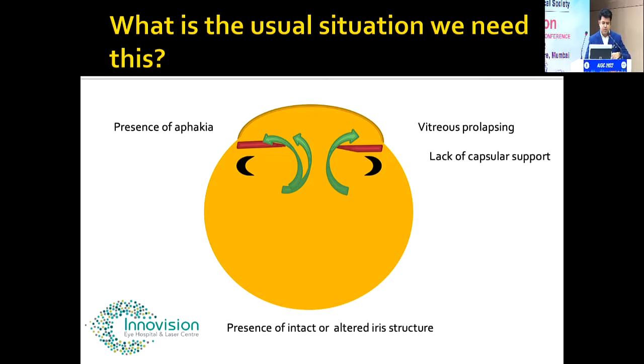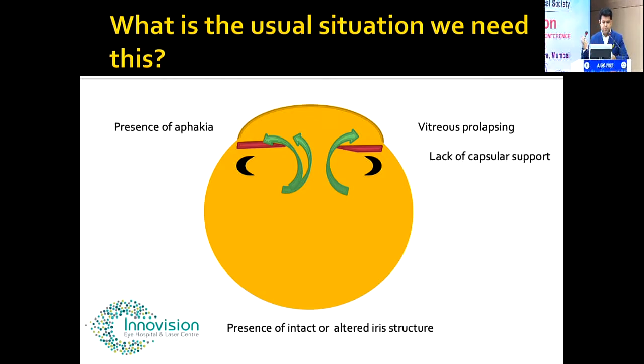Now, what is the usual situation in which we need this? Obviously the presence of aphakia, that's the first thing. If there is vitreous prolapse, or a lack of capsular support. It's said that for an iris claw you need two things: one is the iris and the other is the iris claw. So it's very important that you also have the iris.